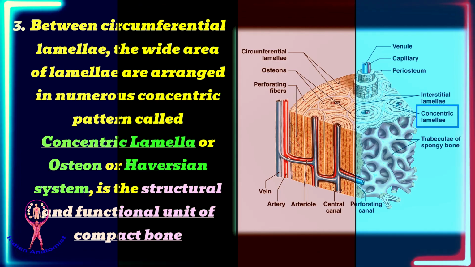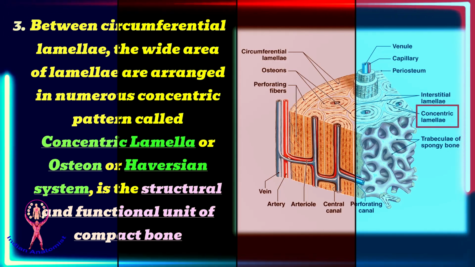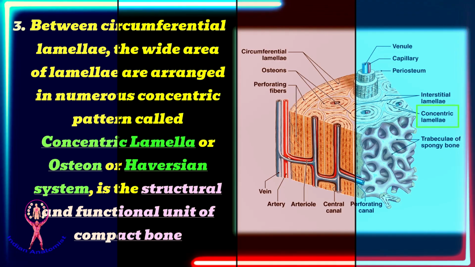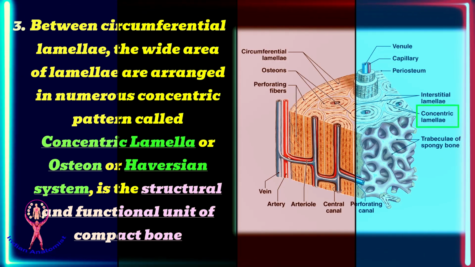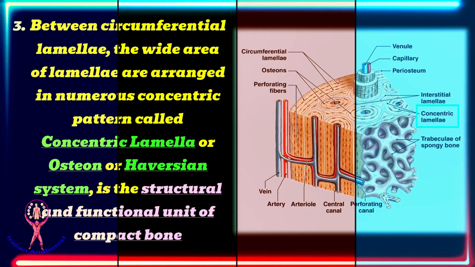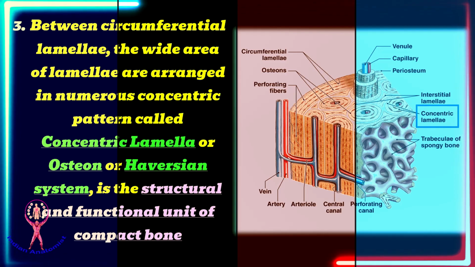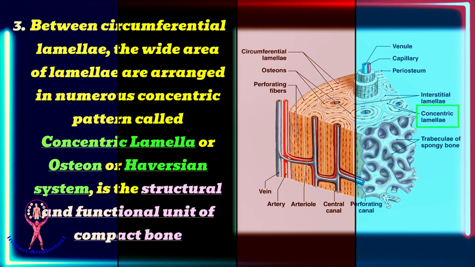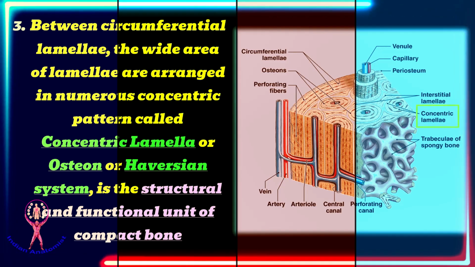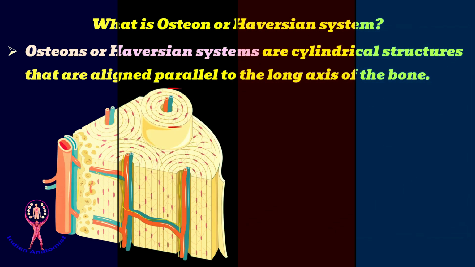Between the circumferential lamellae, that is outer and inner circumferential lamellae, a wide area of lamellae are arranged in numerous concentric patterns, which is called concentric lamellae. The concentric lamellae is otherwise also called an osteon or the Haversian system. It is a structural and functional unit of the compact bone. What is an osteon or Haversian system?